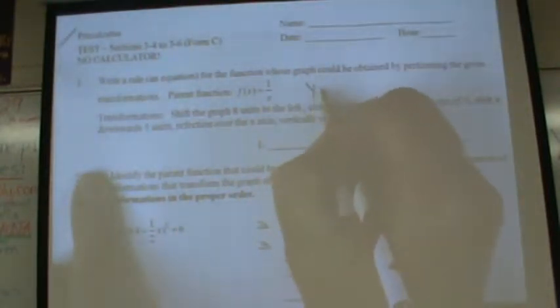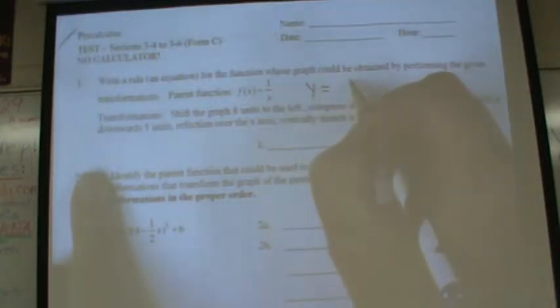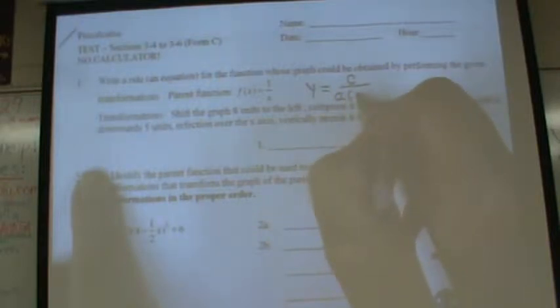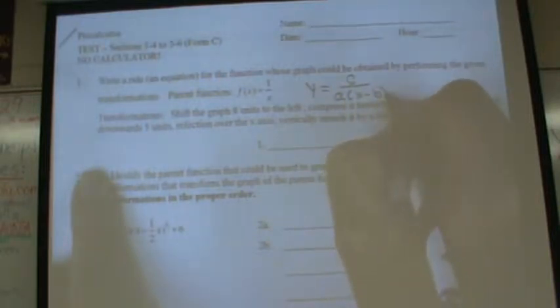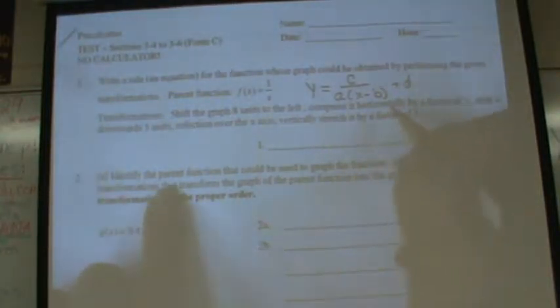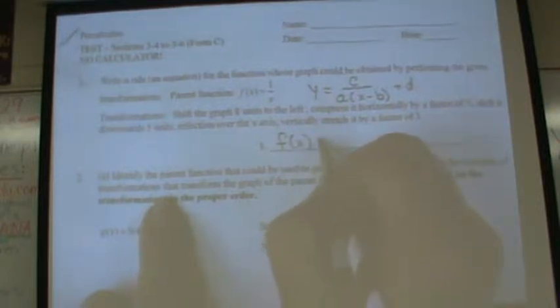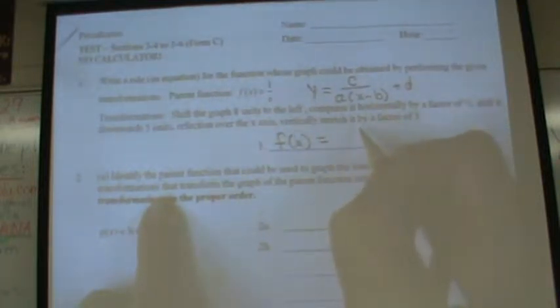So this is the reciprocal function, y equals, and the numerator, we talked about this in class yesterday, is going to be your vertical stretch or compression, so that's the c value. Then underneath is going to be the a, and then x minus b, and then plus d. So for problem number 1, to do all these transformations, f of x equals, let's put everything in order.